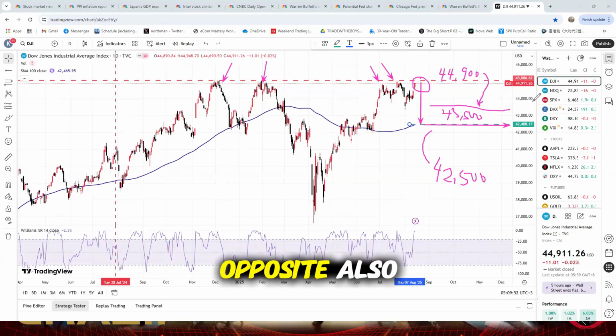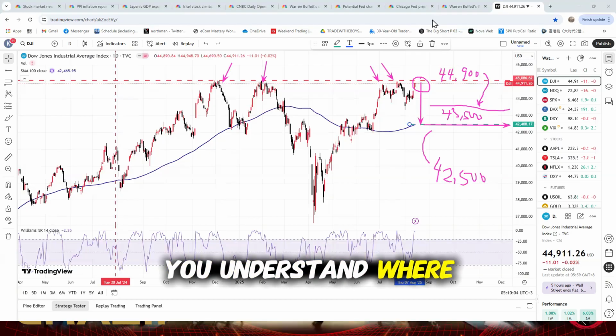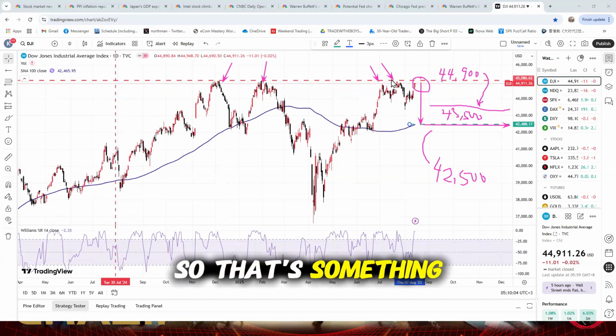You can do the opposite also. No problem, because the market is above OP right now. You can still buy. But if the market does break below OP, you just remember this. I've given you ample warning now to be careful. Yeah. So I hope you understand where I am coming from. All right. So that's something to take note.